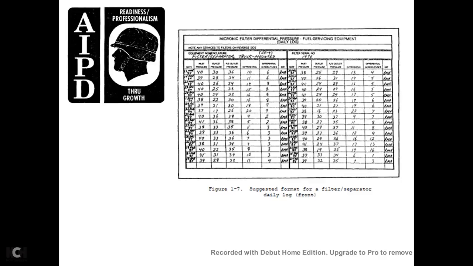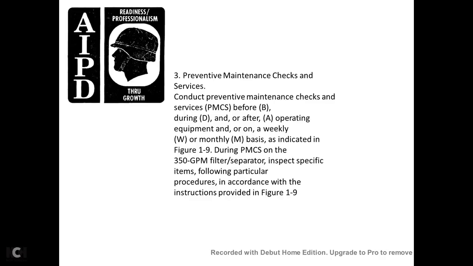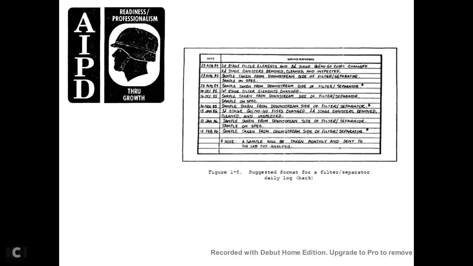Figure 1.7 shows the suggested format of the filter separator daily log, front. Preventive maintenance checks and services, or PMCS, are done before, during, and after operation. B stands for before, D stands for during, and A stands for after. Equipment operated only on a weekly or monthly basis, W or M, is indicated in figure 1.9 during the preventive maintenance checks and services on a 350-gallon permanent filter separator. Inspect the specific item following the particular procedure in accordance with the instructions provided in figure 1.9. Figure 1.8 shows the suggested format for the filter separator daily log, back.